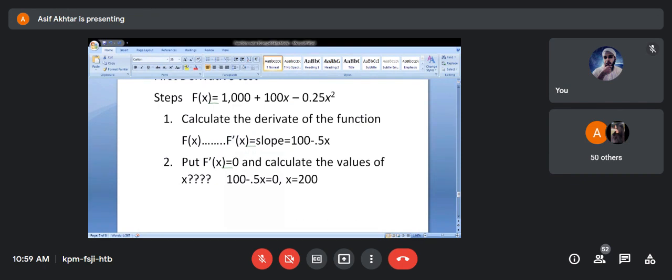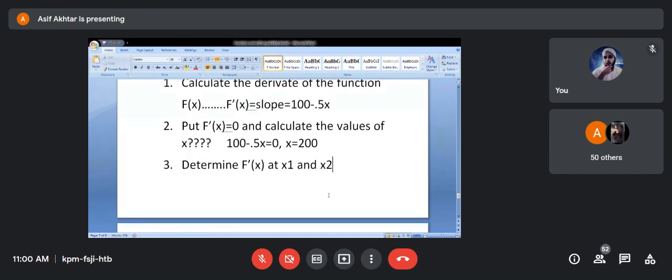That is, determine at x1, and you have to find its value. What does it mean? This f dash x, you will put x1 in it here. That is, you need to put x equal to 199 and then you put another value, 201. So you have to calculate the values of f dash x at x1 and x2.